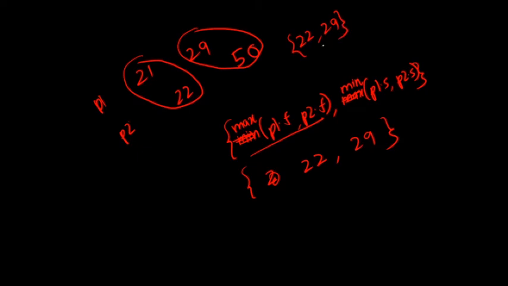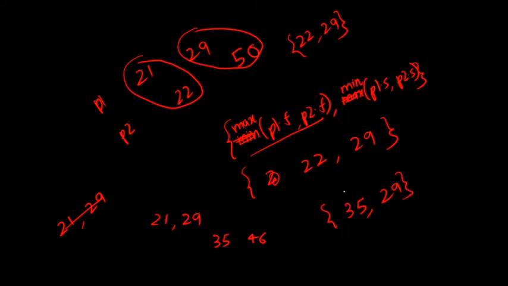Now you'll ask, how will you check that there is nothing in common? Let's see if something indicates that we don't have an answer. Take 21, 29, and let's say 35, 46. Let's apply the formula again. What is the maximum of 21 and 35? It's 35. What is the minimum? 29. Does this make sense? Left being 35 and right being 29. This is not making any sense, right? The left one has to be the lower one.